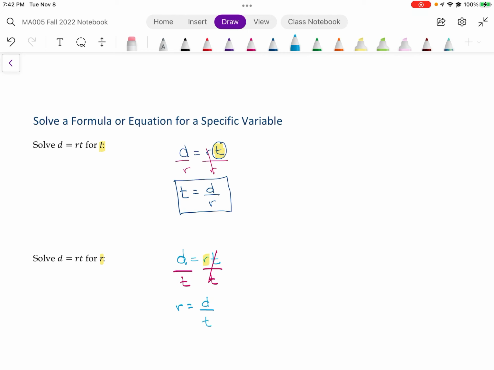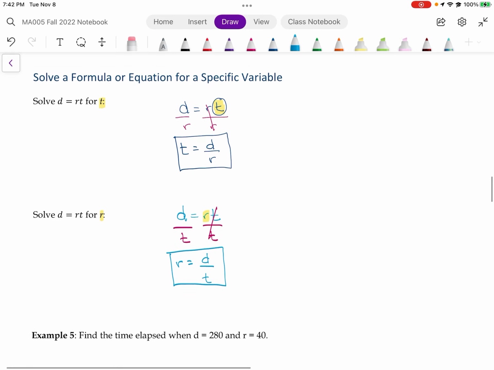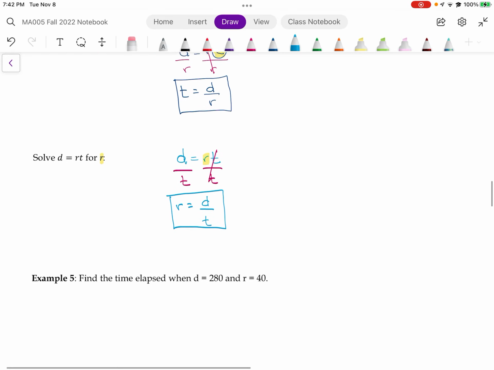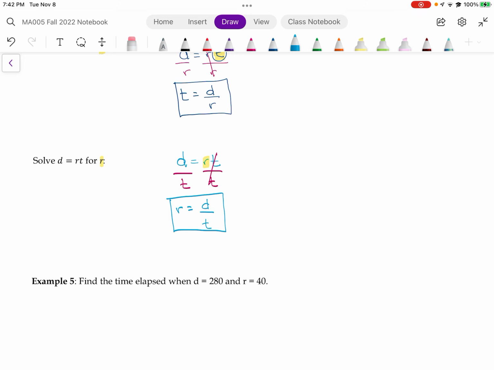Notice I just switched the sides. Instead of writing d over t equals r, I always just switch the sides so I can have the thing I'm looking for on the left at the end. Okay, so those are just different ways to look at this. Rearrange it first. So the next question says find the time elapsed.